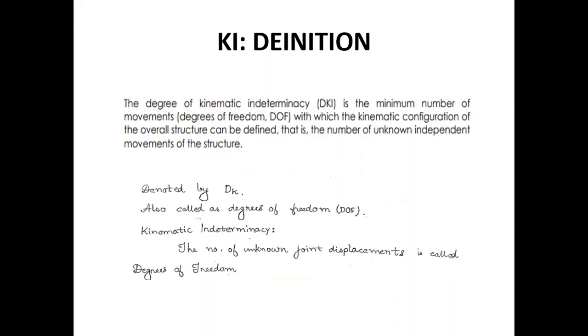So sometimes we say calculate the degree of freedom, and it simply means to calculate the kinematic indeterminacy of a structure. It is also denoted by DK, also called degree of freedom. Kinematic indeterminacy, the number of unknown joint displacements, is called the degree of freedom.